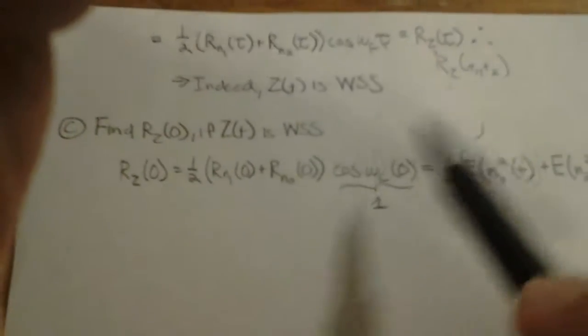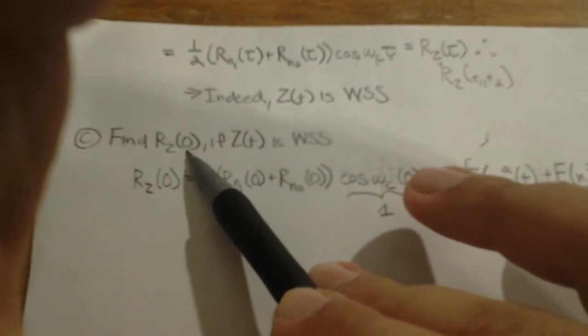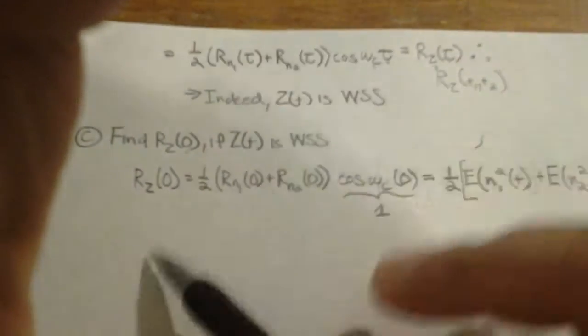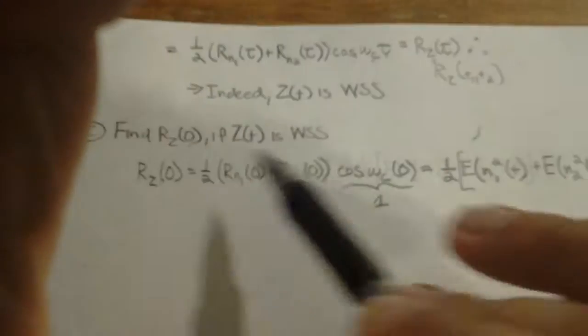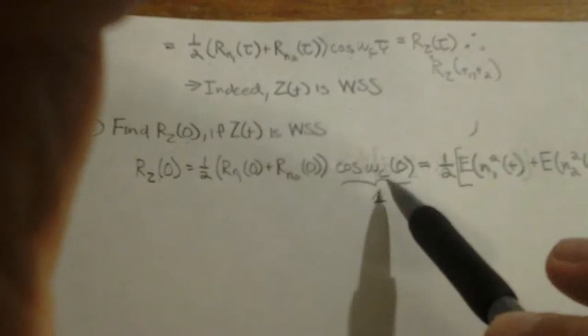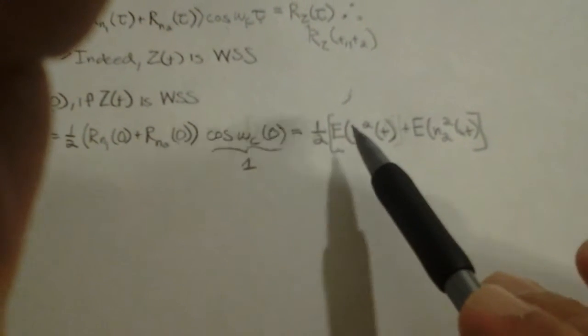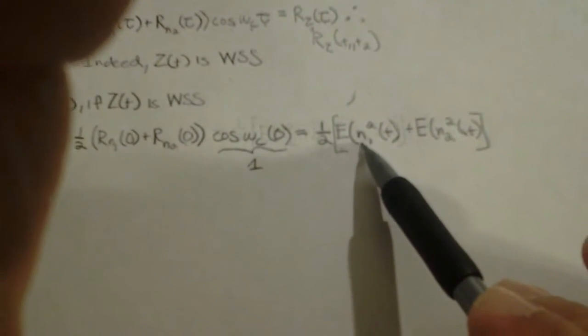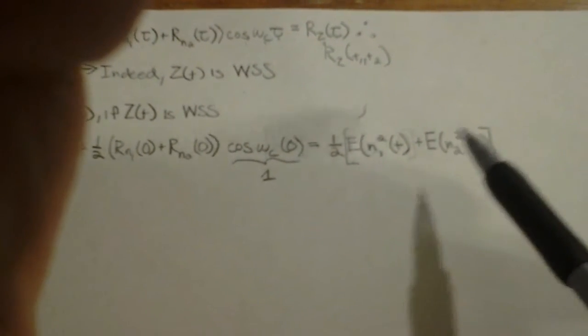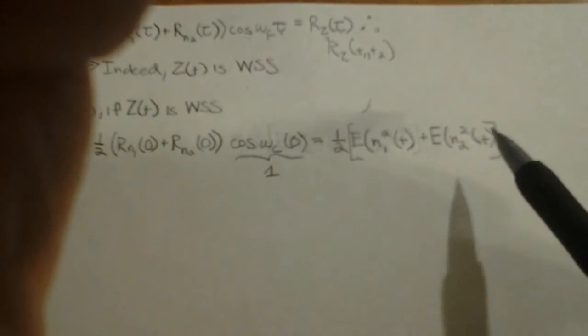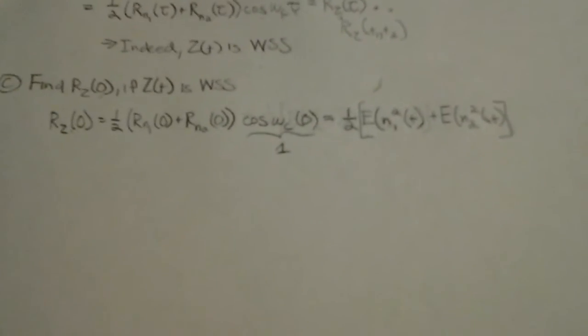Finally, we're asked to find the value of the term. If it is WSS, just plug in 0 for our tau, which we do. We basically take this function here, bring it down, plug in 0. This ends up being 1. And as we can see, at 0, this ends up being basically e of the n1 squared term at t plus e of the n2 squared term at t. And that's the end of problem number 7.